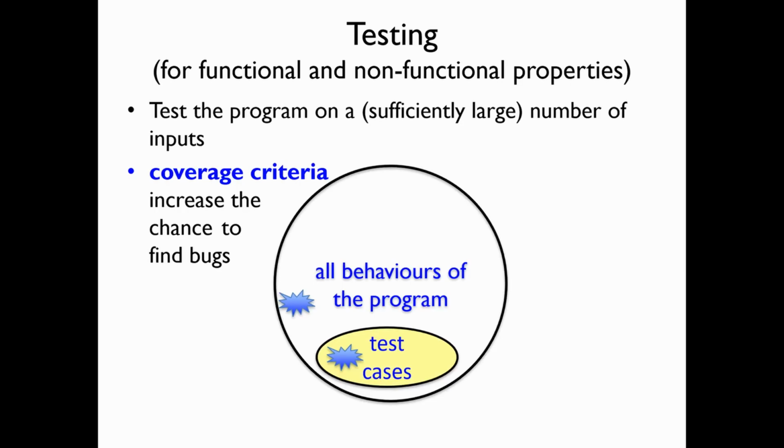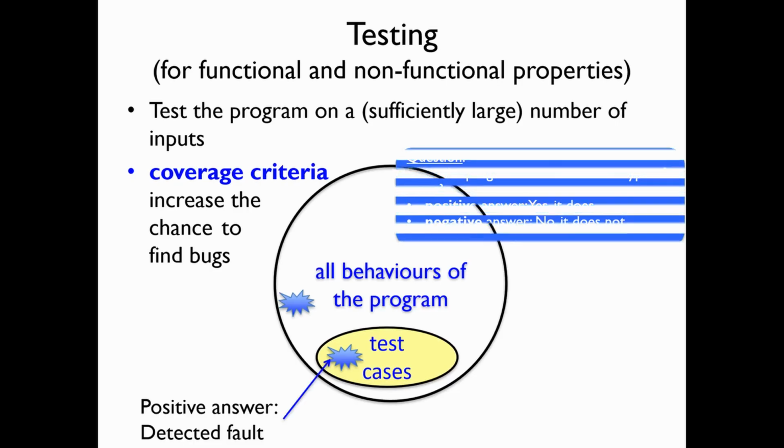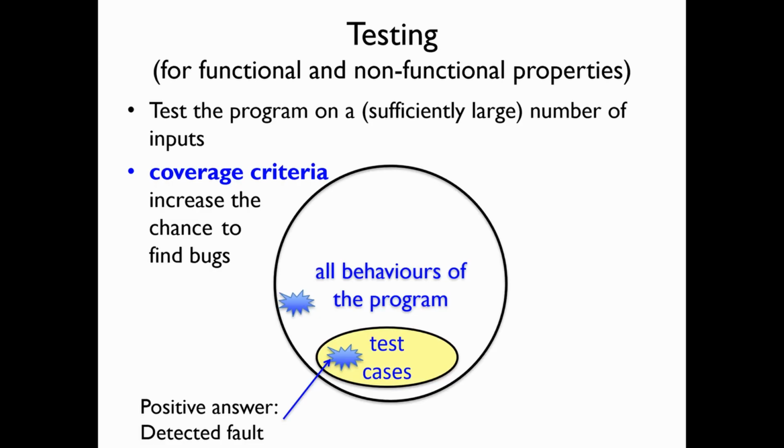Let us now clarify a terminology that is often used in a confusing way. All verification methods attempt to answer a correctness question. So the question we would ask is, does the program contain a certain type of error? A positive answer to this question would mean, yes, this program does contain this type of error. This true positive answer then signals the existence of a definite error. A negative answer means, no, this program does not contain this type of error.